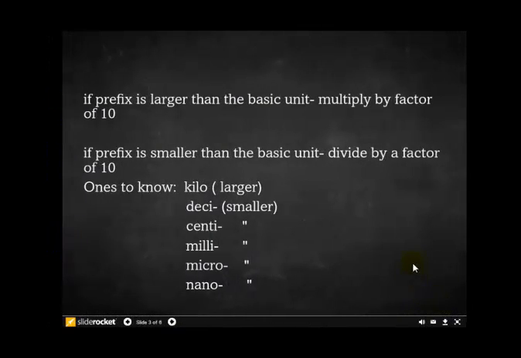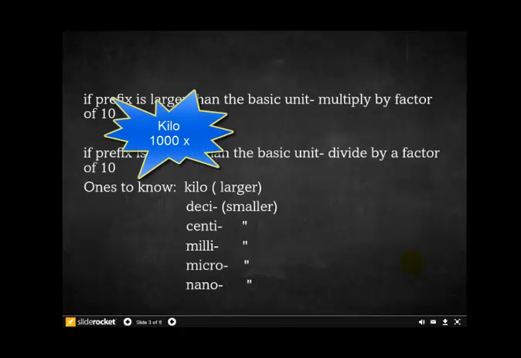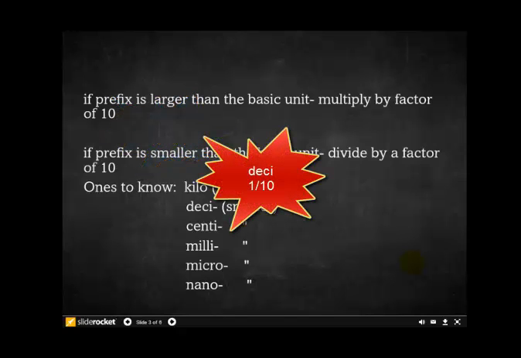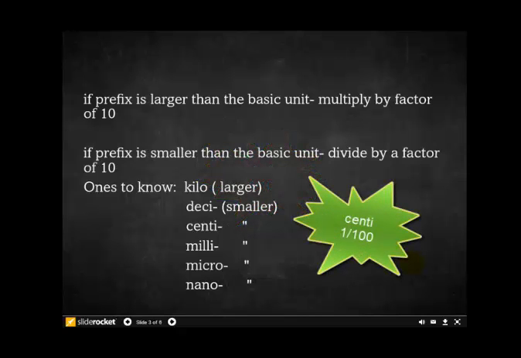So now let's look at the prefixes you need to know. The prefixes you need to know are kilo, which means 1,000 times larger, deci, 10 times smaller, it's 1/10. Centi, 1/100th. Milli, 1/1,000th. Micro, 1/1,000,000th, or 10 to the -6. And nano is a billionth, 10 to the -9.